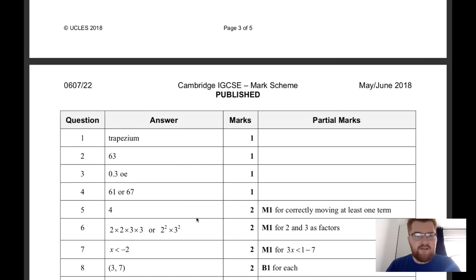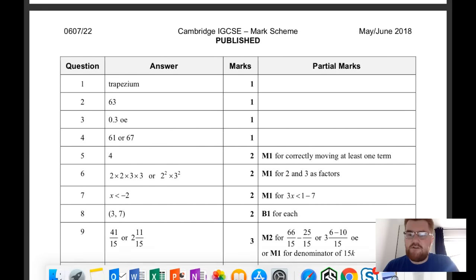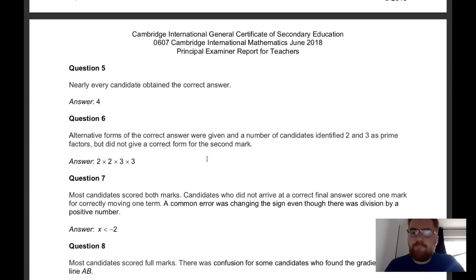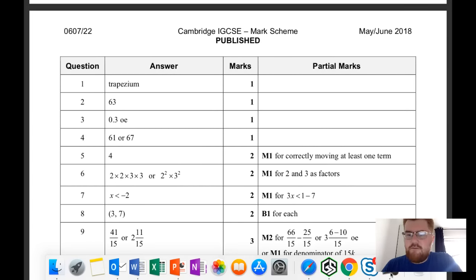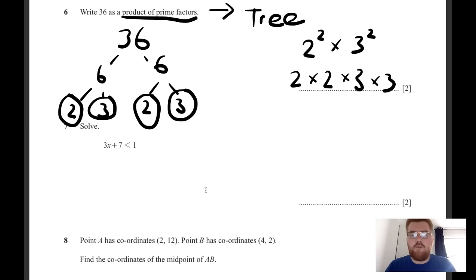So if you go back to the mark scheme, you'll see both those answers are allowed on that question there. Quick flick on the examiner's report. Okay, some didn't write it in the correct form. I've noticed some people put pluses rather than multiply. Please do avoid that. That's an easy mistake to make. Okay, back to question 7, which is now solve the inequality.